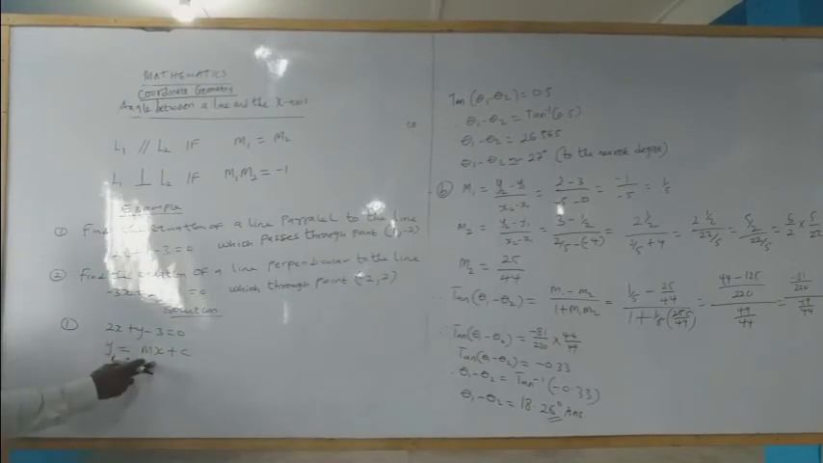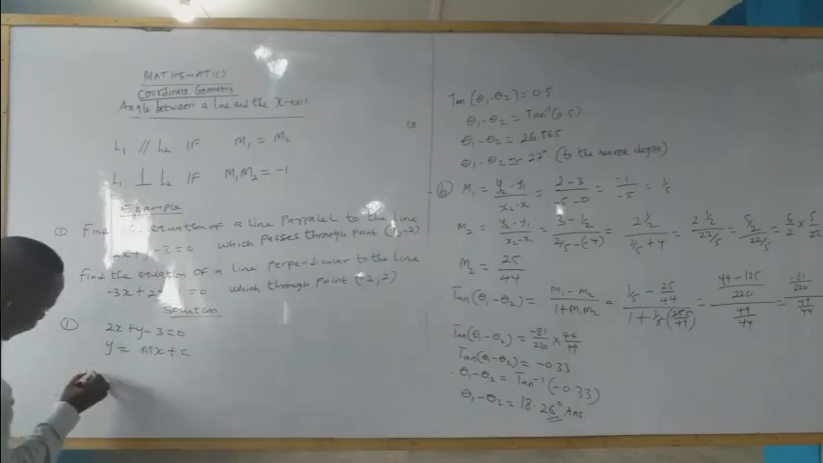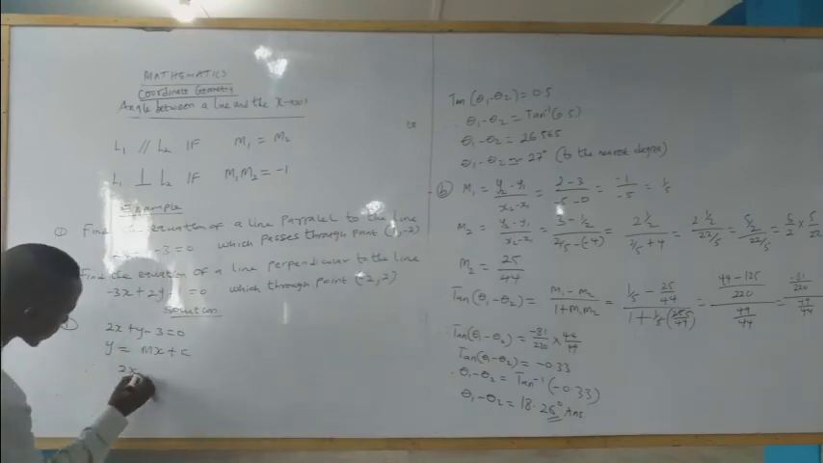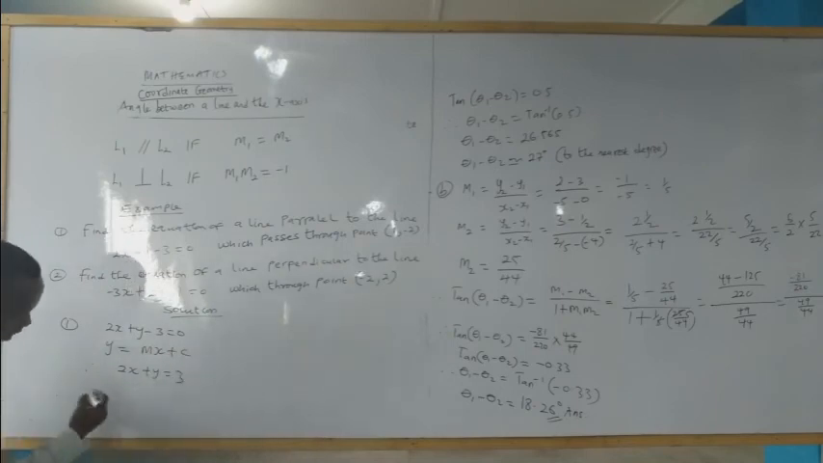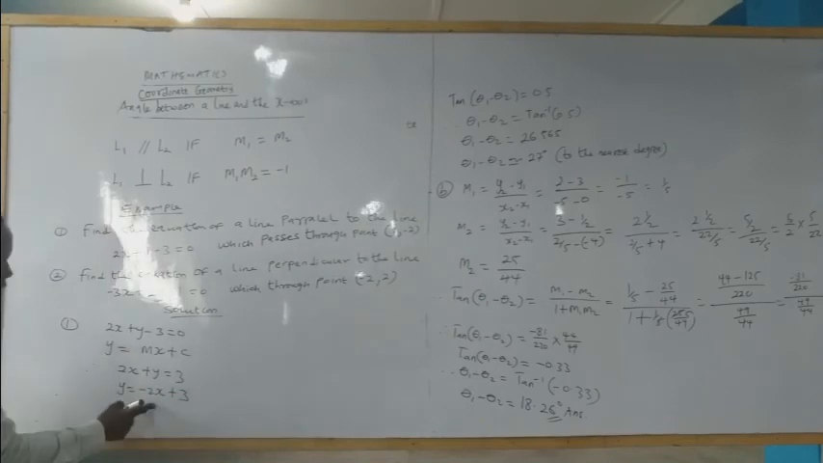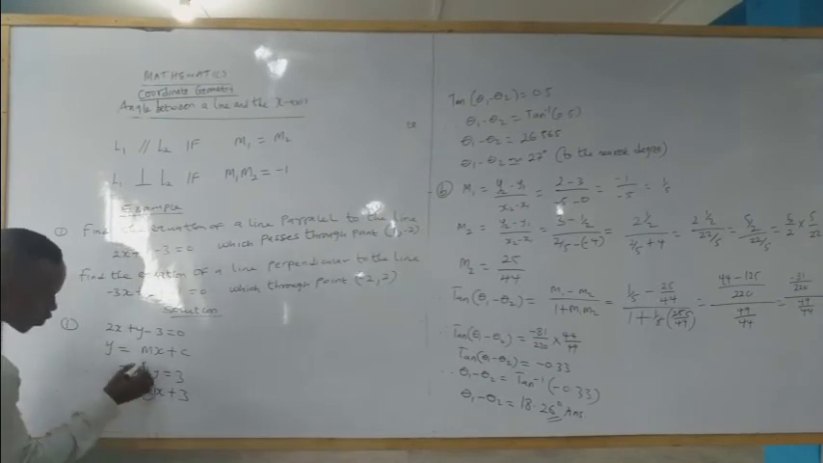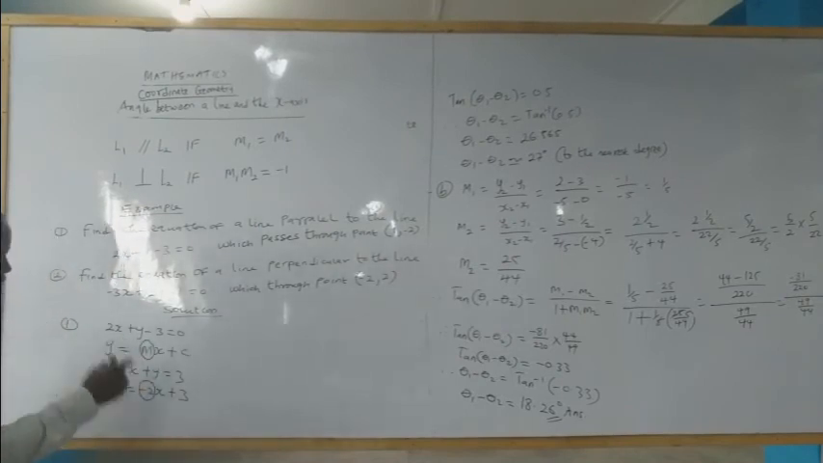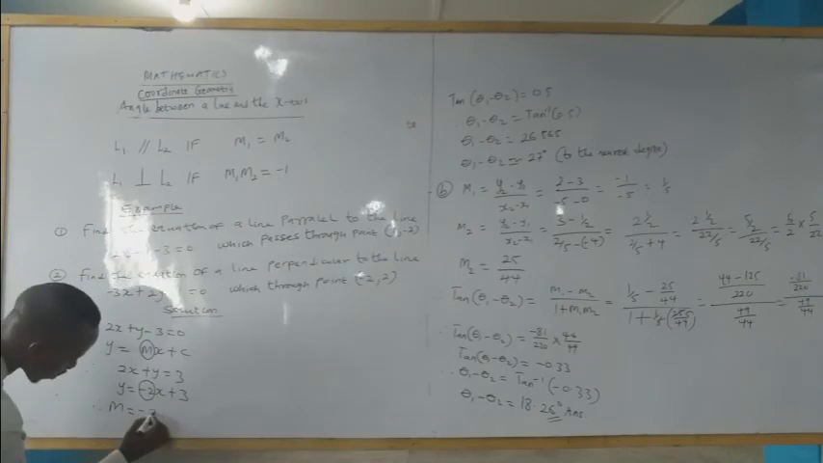I will write this equation in this form and then take the gradient of the given equation. So how do I do it? I make y the subject of the equation. Therefore 2x + y = 3. I'm taking 3 to the other side, and taking 2x to the other side as well. y = -2x + 3. Comparing this equation to y = mx + c, I have transformed this equation to this form, so I can easily take the gradient, -2. So m is equal to -2. The gradient of the line is minus 2.